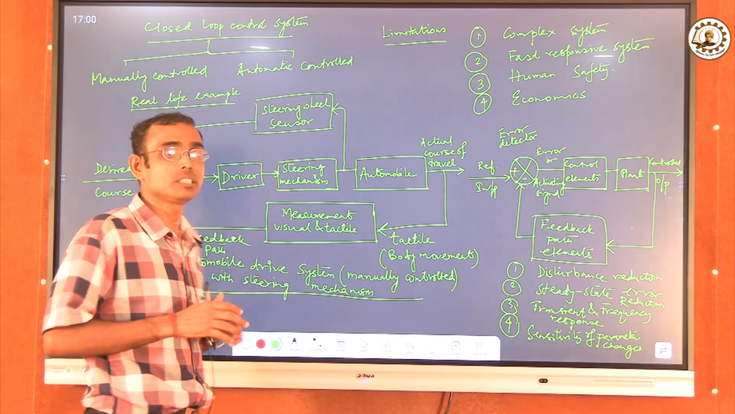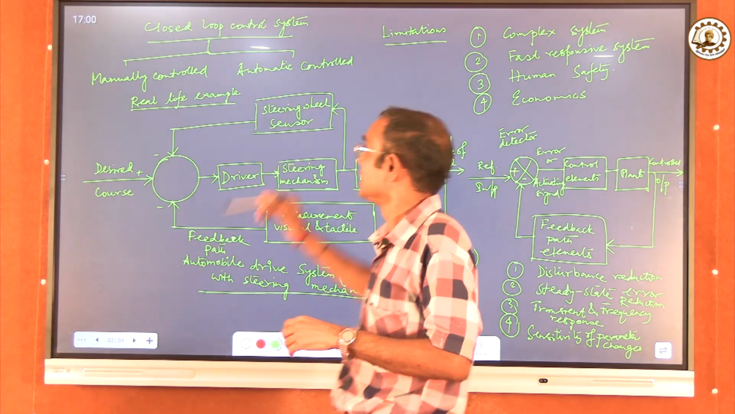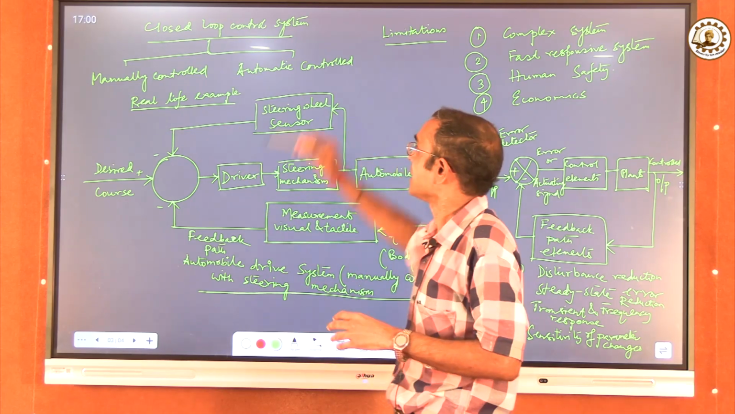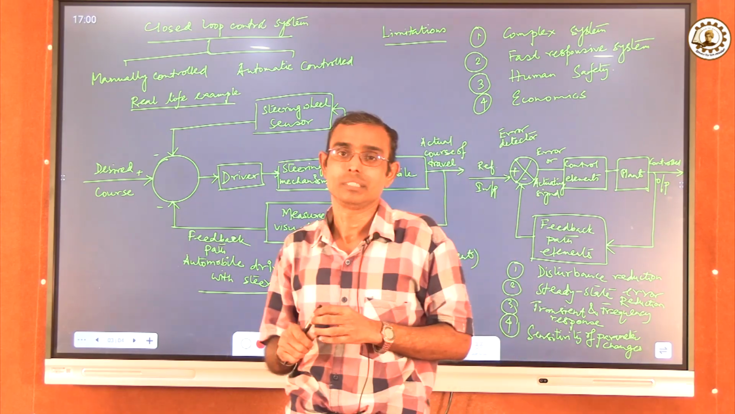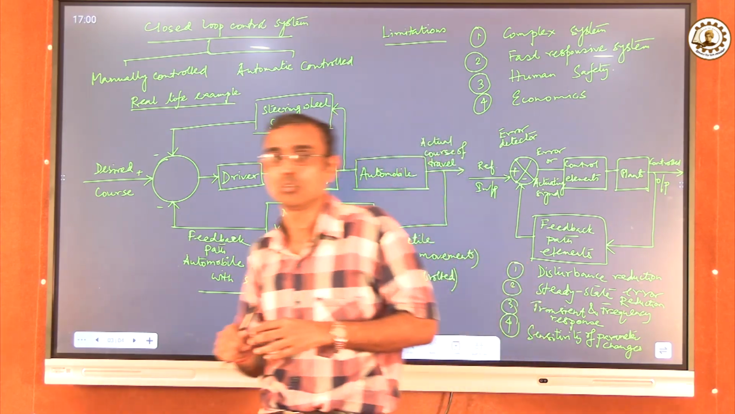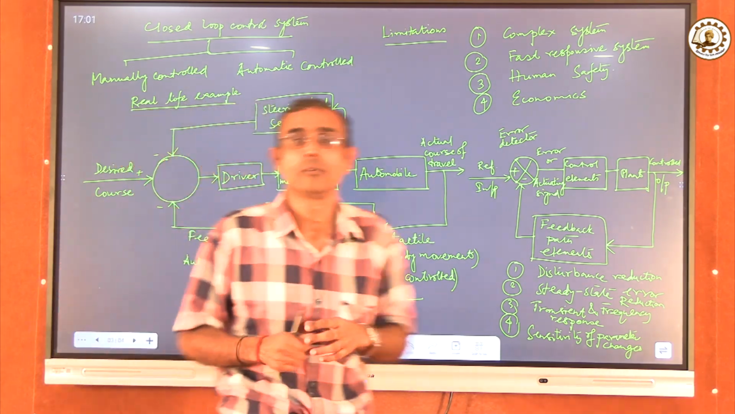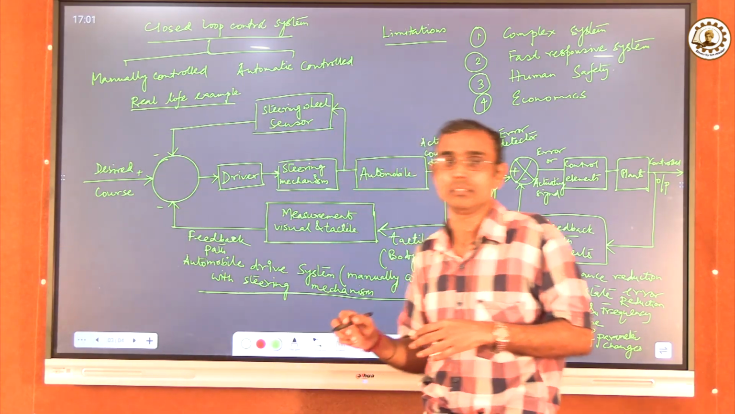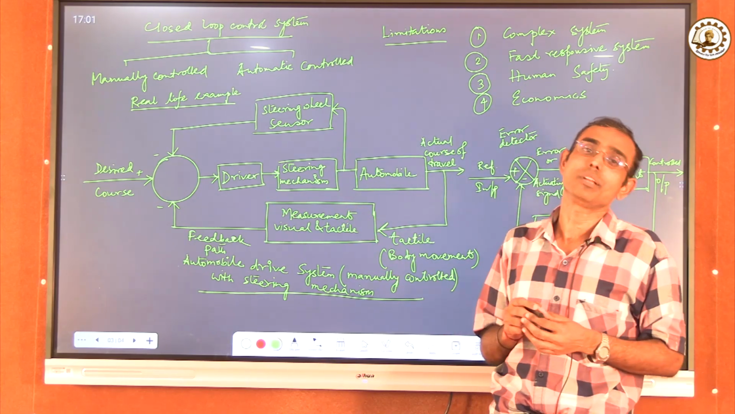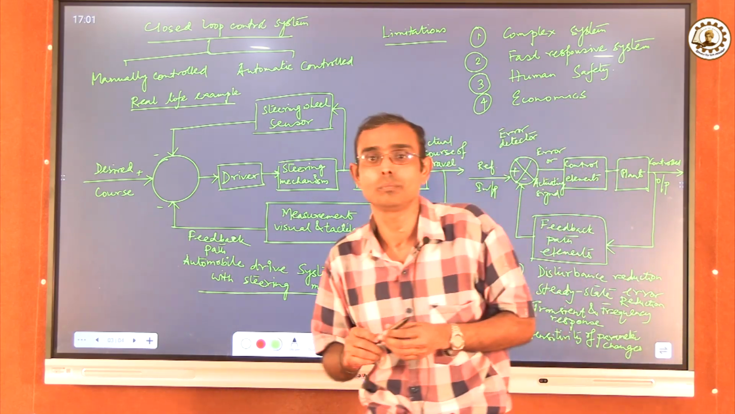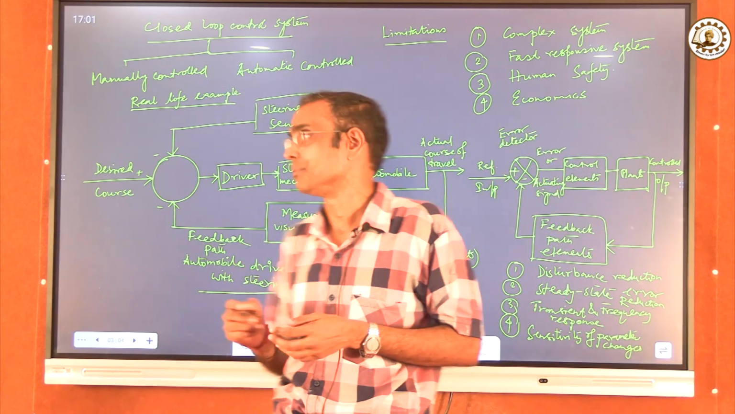Now the closed loop control system is basically of two types. One is manually controlled and another is automatically controlled. In this first part, I will be discussing the manually controlled system. Let us start with a real life example of a manually controlled system that will help you better understand the working of the system.